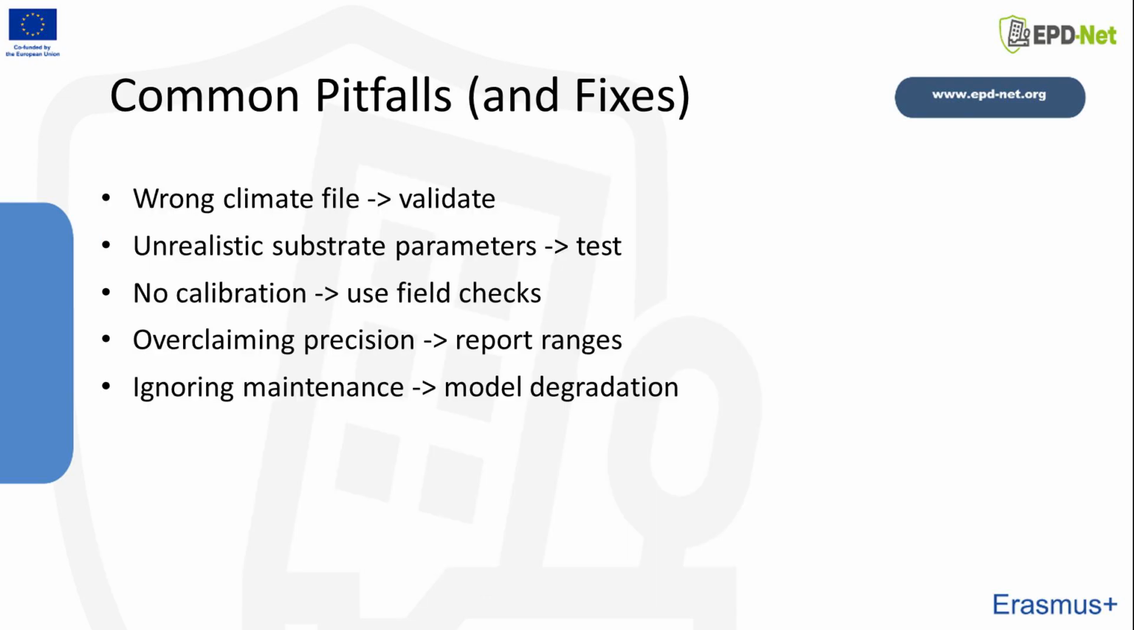Common pitfalls are predictable and avoidable. Using the wrong climate file or the wrong temporal resolution for rainfall can invalidate results. Unrealistic substrate parameters, especially hydraulic conductivity and moisture capacity, can exaggerate retention or cooling. Lack of calibration leads to fragile conclusions. Overclaiming precision can damage trust. It is better to report ranges and compare scenarios.